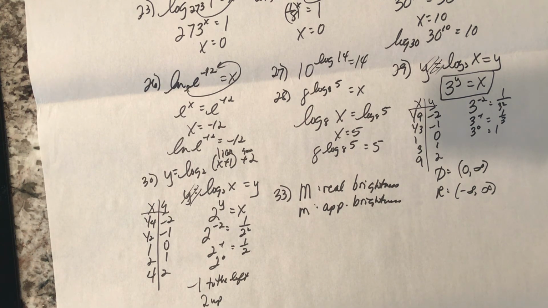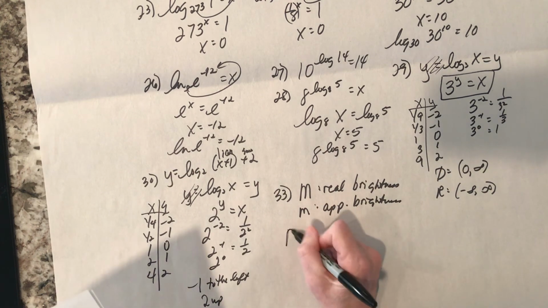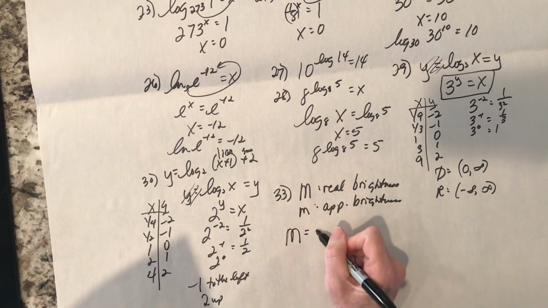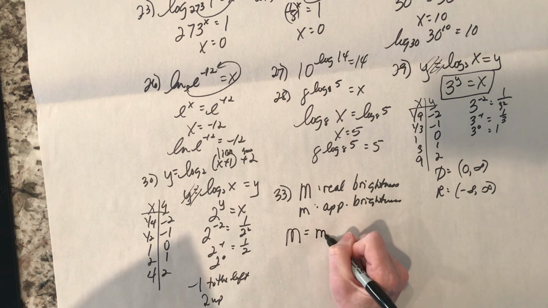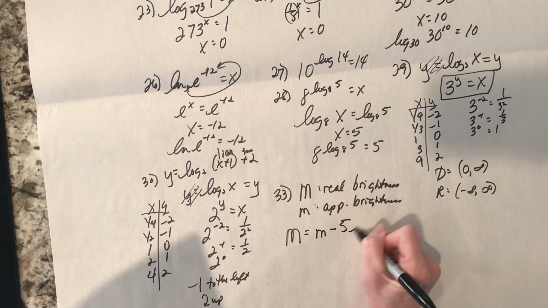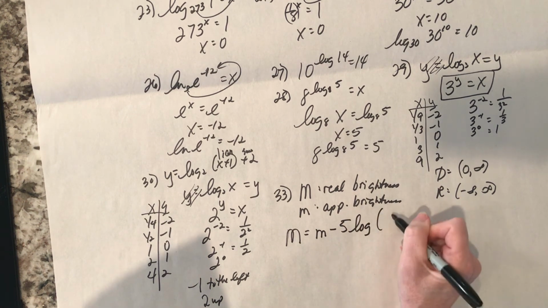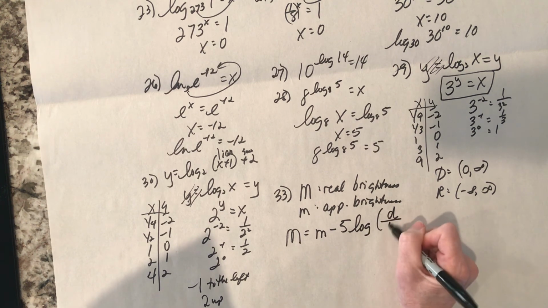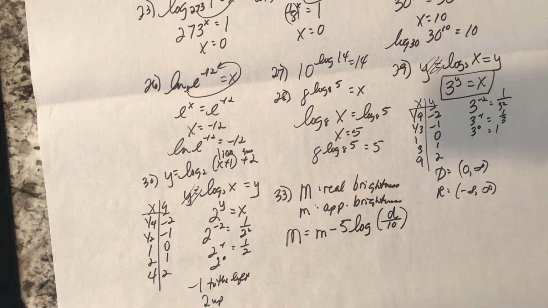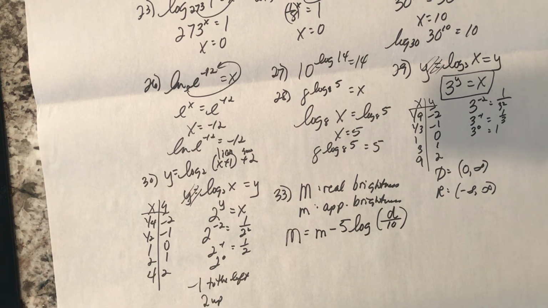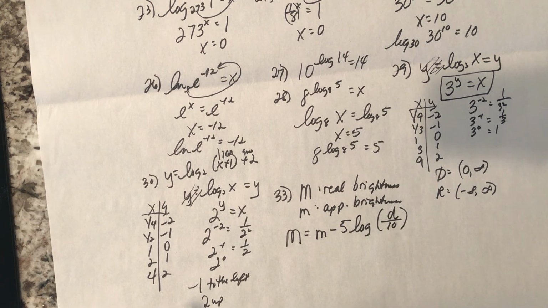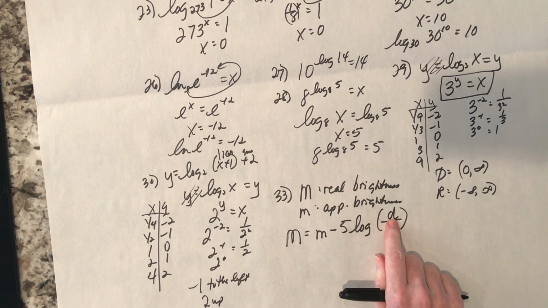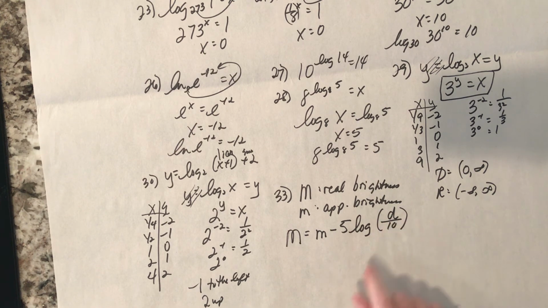Here's our formula. That's important. Big M, the real brightness, is equal to the apparent brightness, little m, minus 5 times the log of the distance divided by 10, its actual distance divided by 10. It relates a star's absolute magnitude, big M, its apparent magnitude, little m, and its distance d from Earth in parsecs, the real distance that it is.